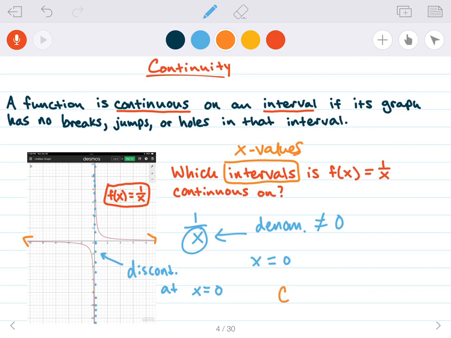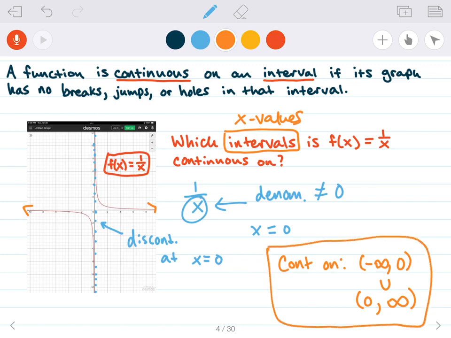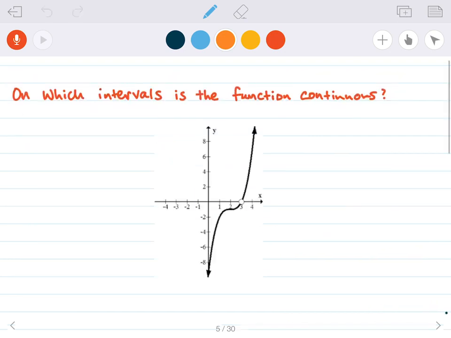So where is it continuous? It's continuous on the interval from negative infinity to 0, unioned with 0 to positive infinity. And notice that we're using parentheses where that 0 is because we're not including 0. Whenever we use brackets, we actually mean that we want to include that number. Okay, so that's our first example of a discontinuous function.